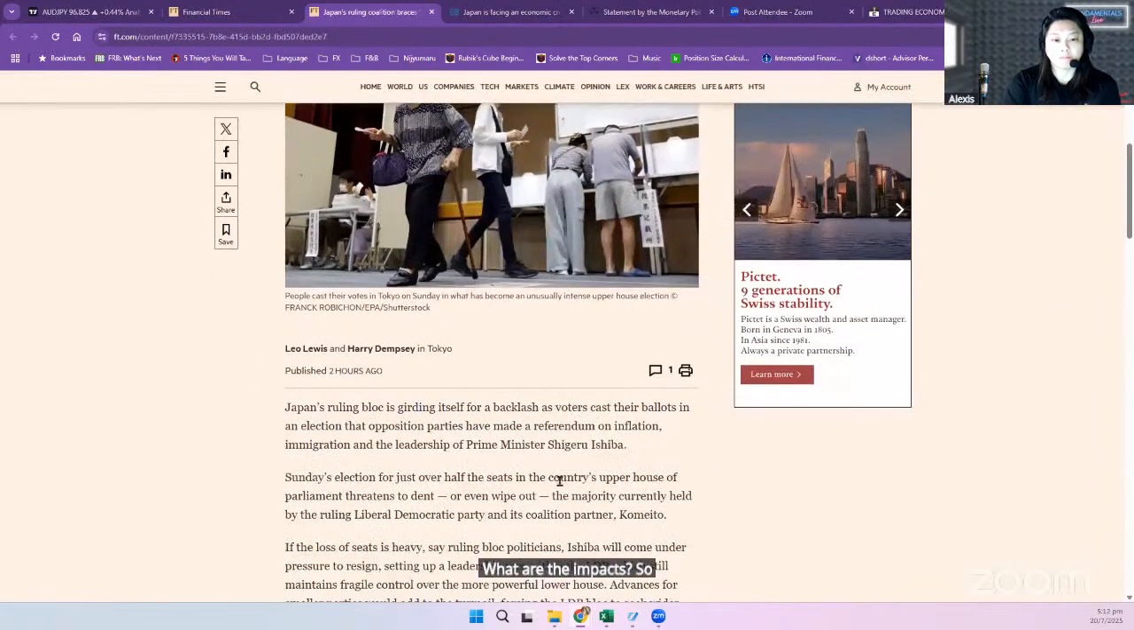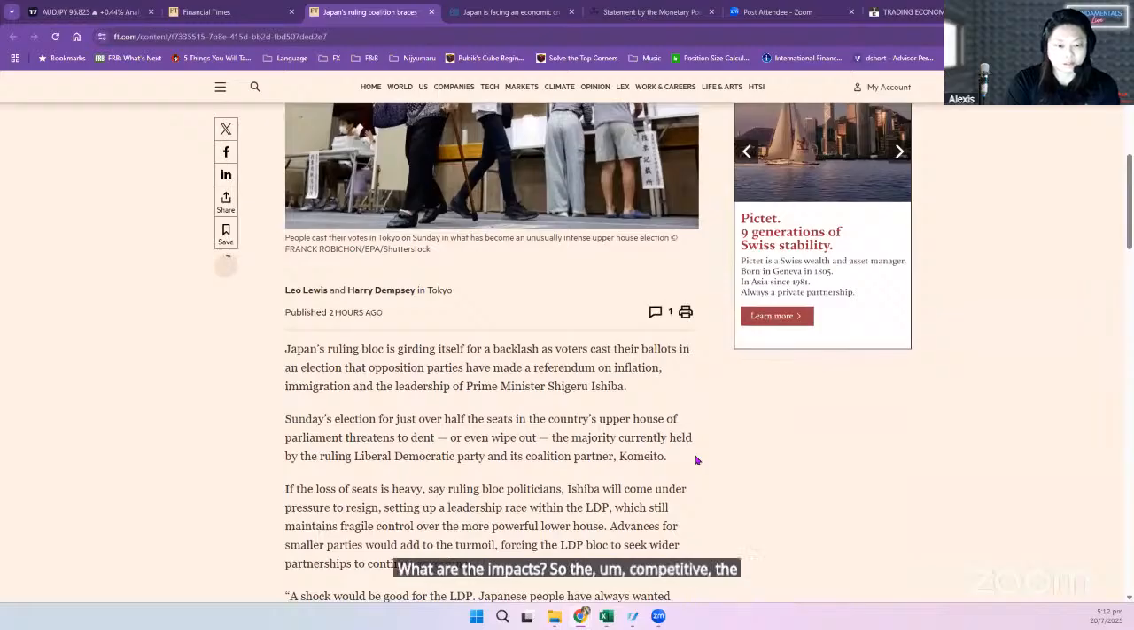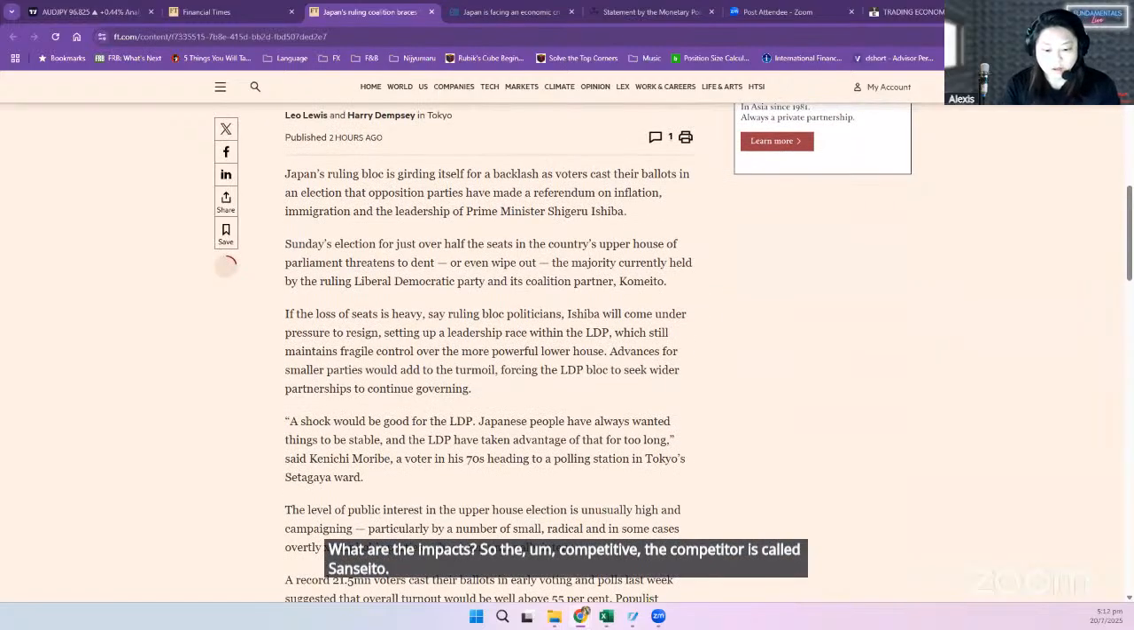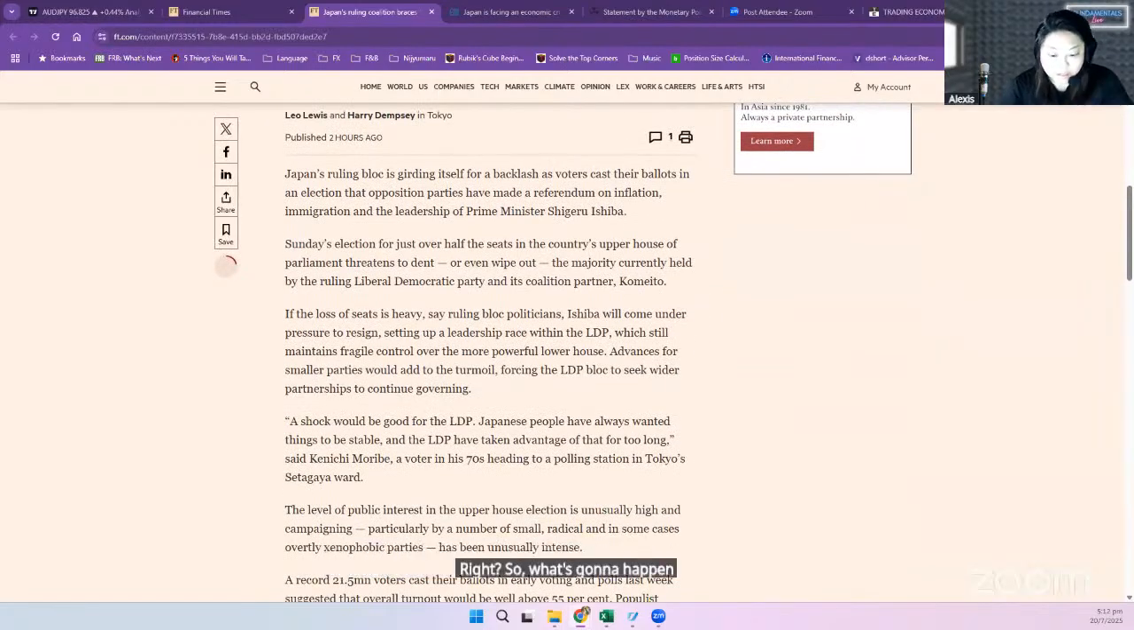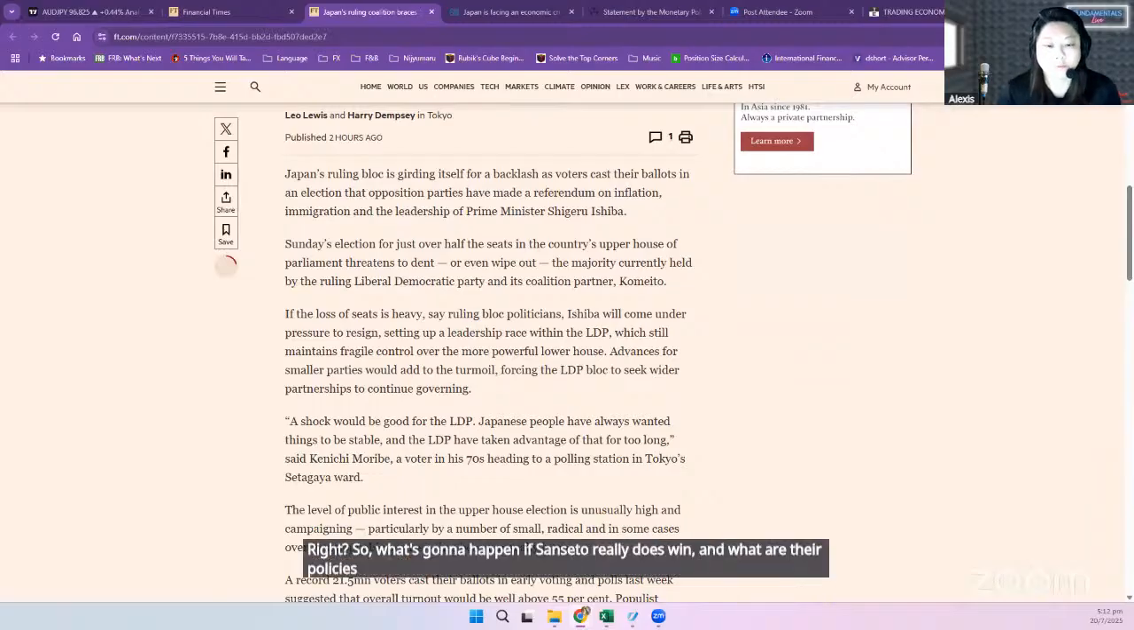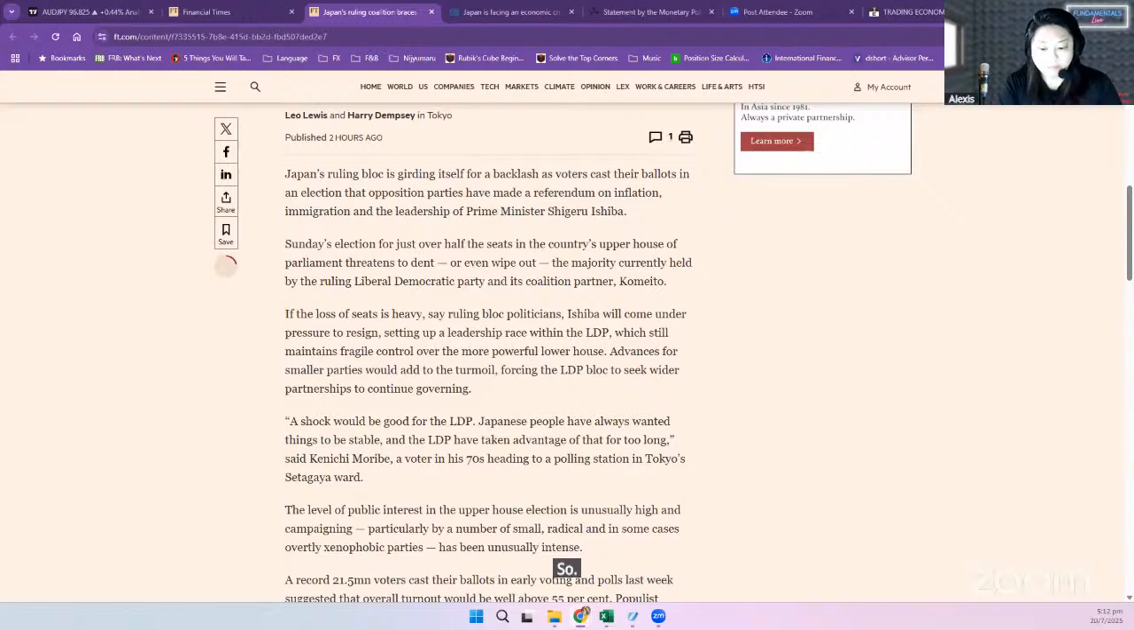The competitor is called Sanseto. What's going to happen if Sanseto really does win, what are their policies for the economy, and how will that affect the currency value? Sanseto is more, they call it, right wing. They want to increase spending. They want to focus on tax cuts, like almost any other opposition party.